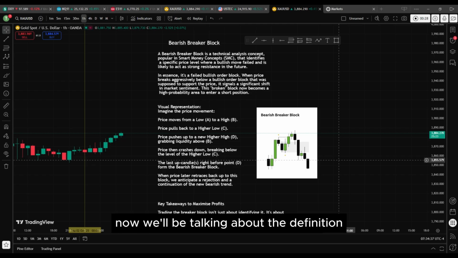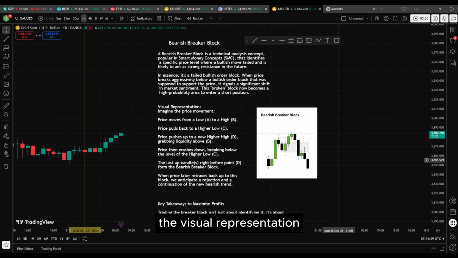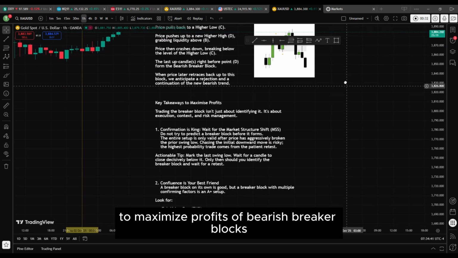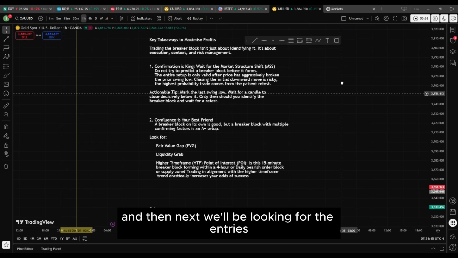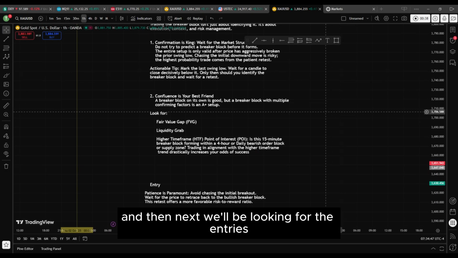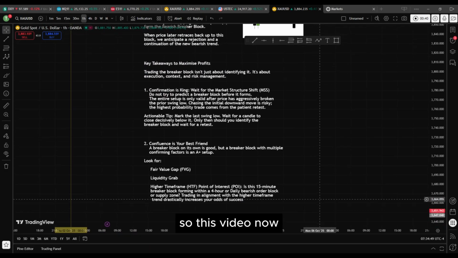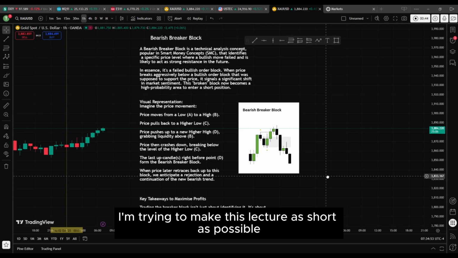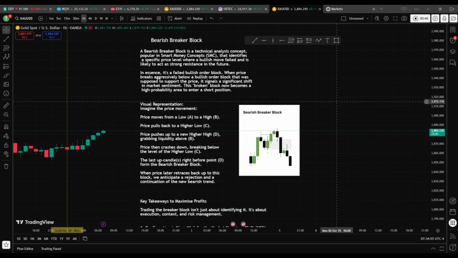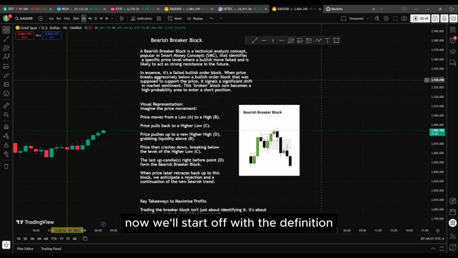Now, we'll be talking about the definition, the visual representation, the key takeaway to maximize profits of bearish breaker blocks, and then next we'll be looking for the entries. So I'm trying to make this lecture as short as possible. Now we'll start off with the definition.